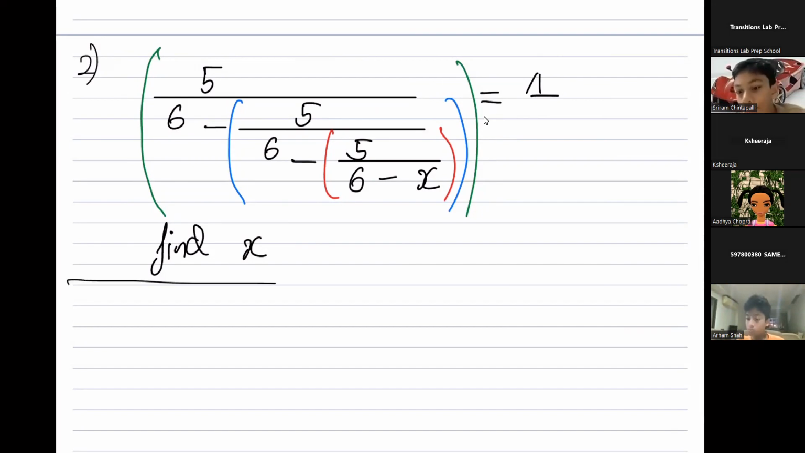Okay, the answer is 1. Sorry, x is equal to 1.